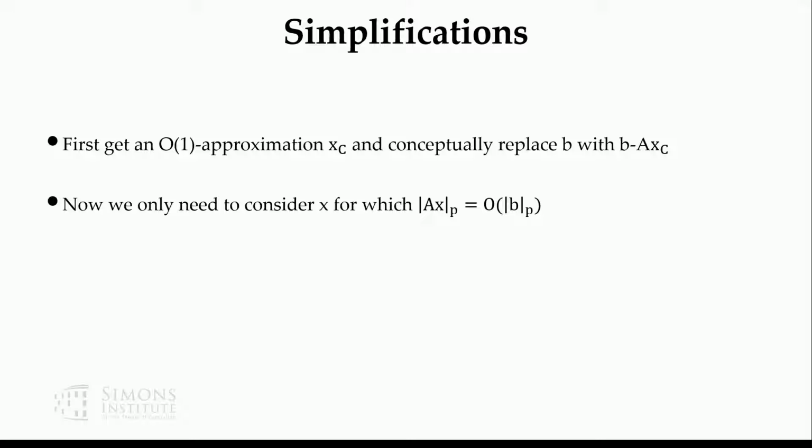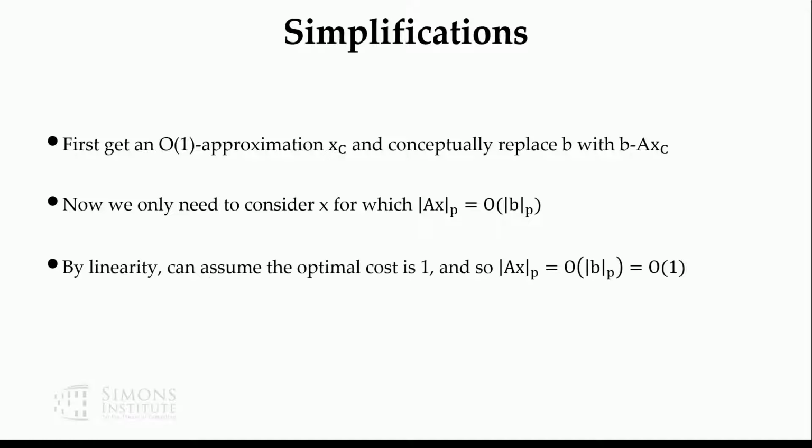Okay, which means by triangle inequality, you only need to consider those x for which the p-norm of Ax is order the norm of b. There's no reason to consider larger x because by triangle inequality, they'd have a cost that's larger than order norm of b, which is order opt. Okay, and by linearity, let's just assume that the optimal cost is 1 for the talk. And so just to summarize, the p-norm of Ax is order the p-norm of b, which is order 1.